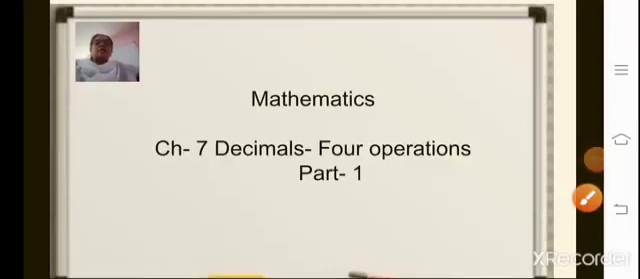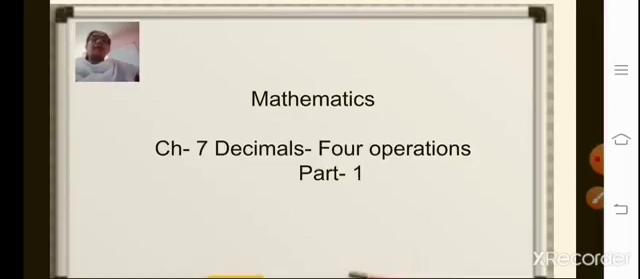Hello, Sairam students. Okay, now in the last chapter we have already studied about like and unlike decimal numbers, correct? And also we studied about conversion of unlike decimals to like decimals, and also we did about converting decimal fractions to decimal numbers. Then also in the end we also studied about comparison of decimal numbers.